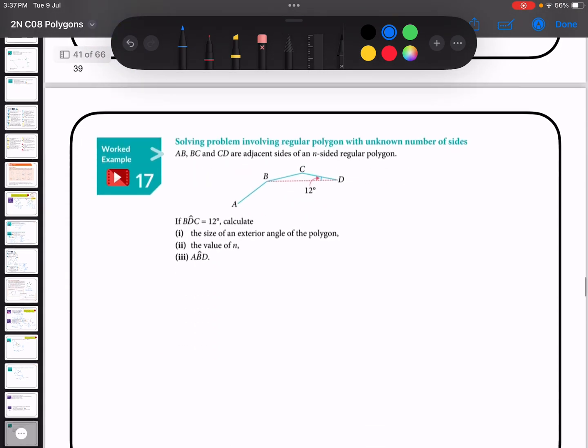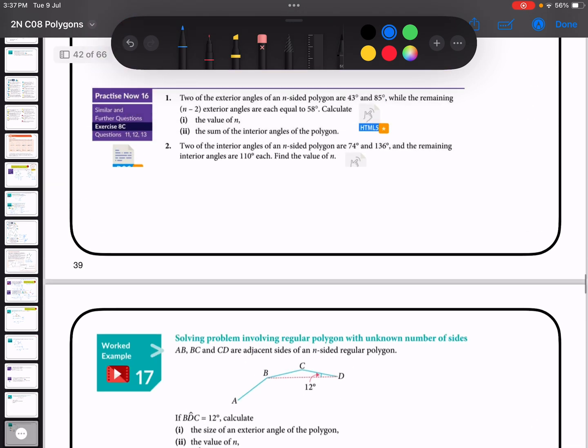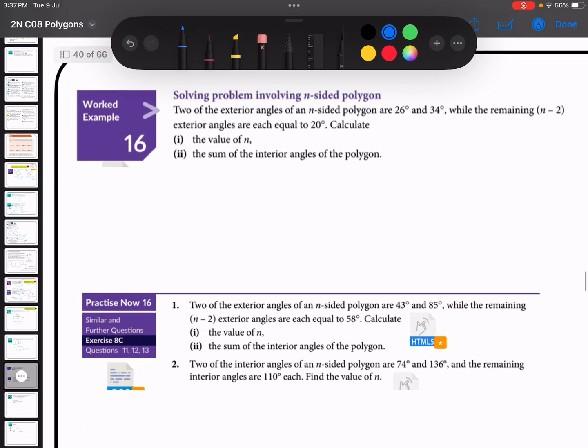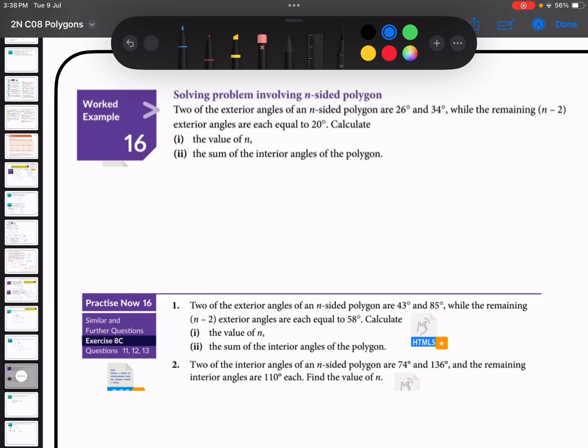Okay, do a little bit more, then I stop, okay? Let me do example 16, and then you try practice now 16. Two of the exterior angles are 26 and 34. The remaining exterior angles are equal to 20. What is the value of n? I am talking about exterior angles.